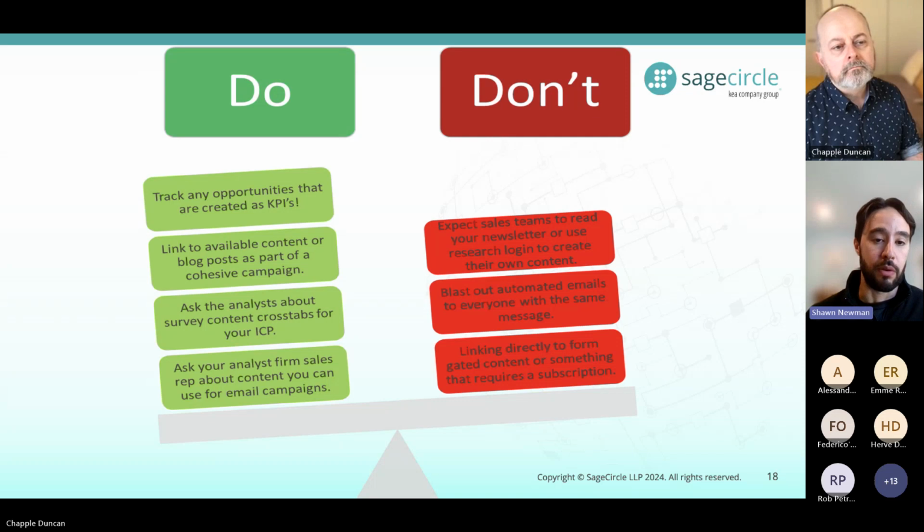As I said, you want to link to available content or blog posts as part of a cohesive campaign. I think there's nothing more frustrating than when people are interested in some content and they go to a link, and before they can even get any type of value from it, they're asked for their email address. You want to be able to validate that this is interesting content and give them a chance to review it prior to them having to give up something. So it's that quid pro quo.